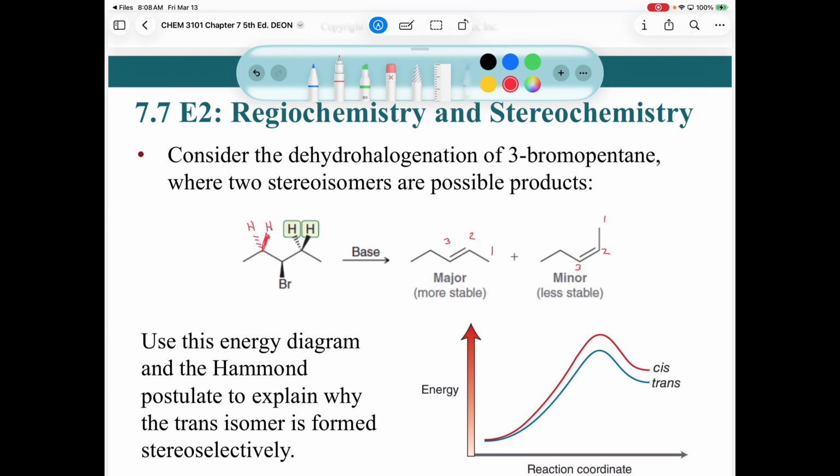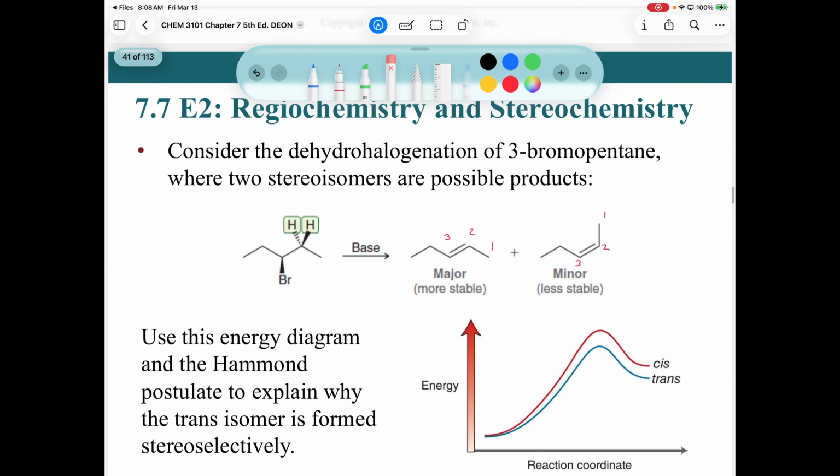However, when we have two beta protons, as we have here, and I'll just leave those in for instructional purposes, you notice that we can get both the cis and the trans compound, right? Here we have the trans compound. This is the trans, right? And then here we have the cis, and we can draw on the two protons here. And we went over this last class.